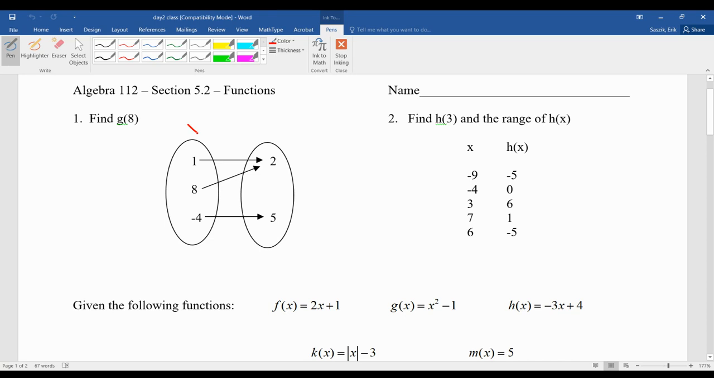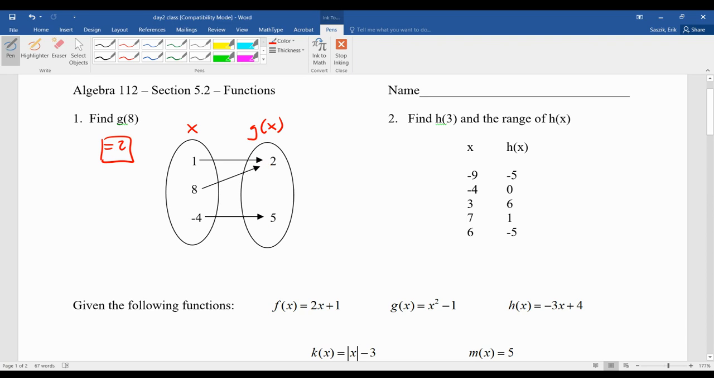So really what it should say up here is this is x and this is g of x. And whenever you see something like g of 8, what that means is this 8 is the input. This is the x value. So you look for this 8 in the x zone, and you see it goes to 2. So g of 8 equals 2. If I'd asked you g of 1, you'd say it was also 2. G of negative 4 would be 5.